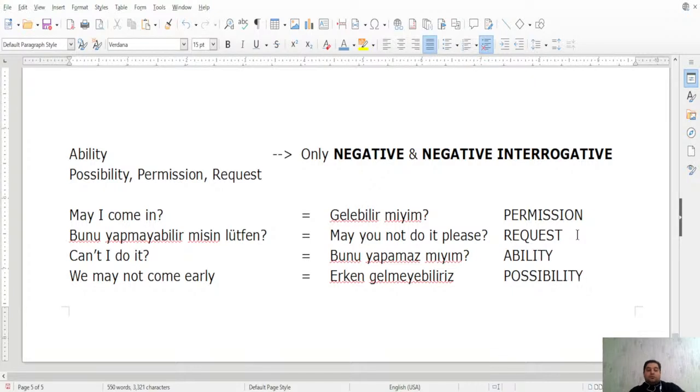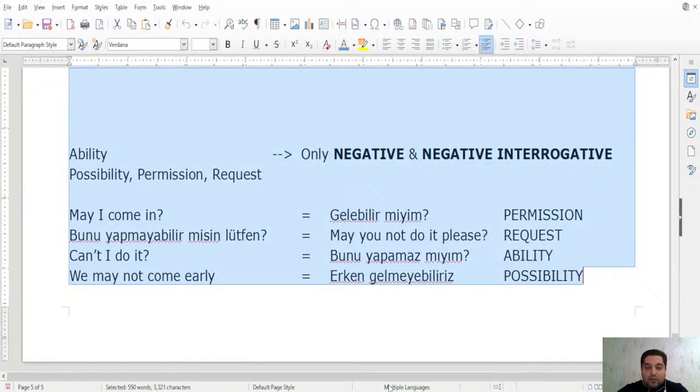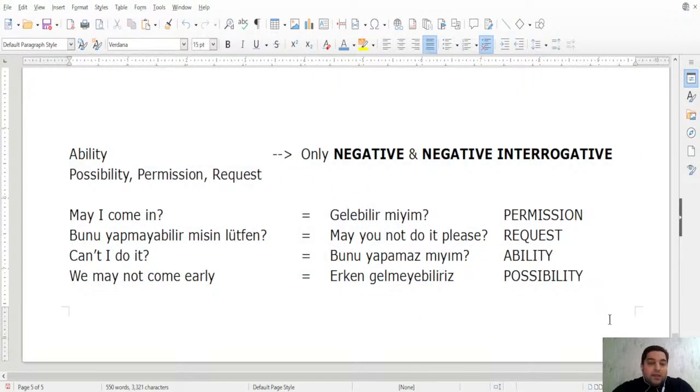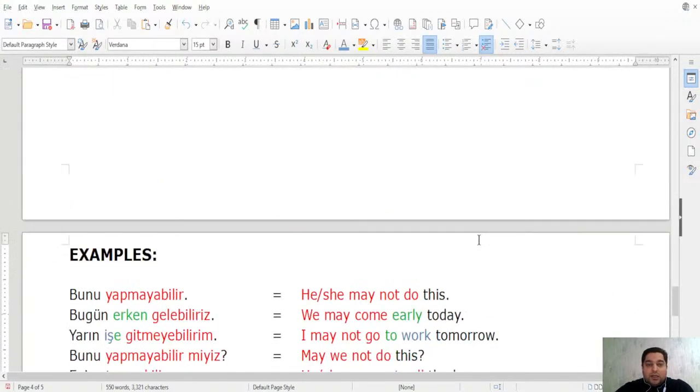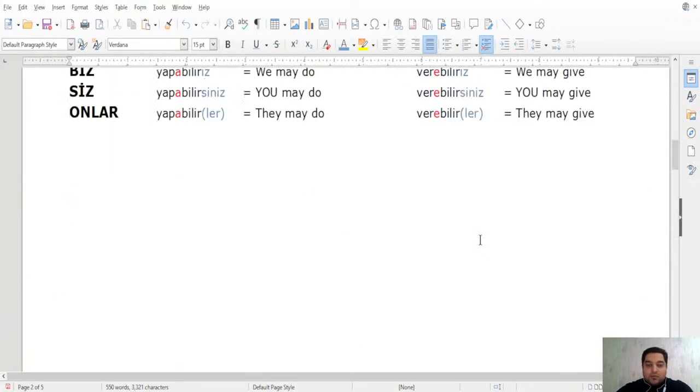So you can play with this as much as you like, but the only thing you have to pay attention to is the can structure. Everything is same for the possibility, permission, request, and ability. The only thing that is different is the can, negative, and negative interrogative, which we already discussed in our previous class. So I will not go over that. Please watch that class if you still haven't. Everything else is what you see here, this structure.